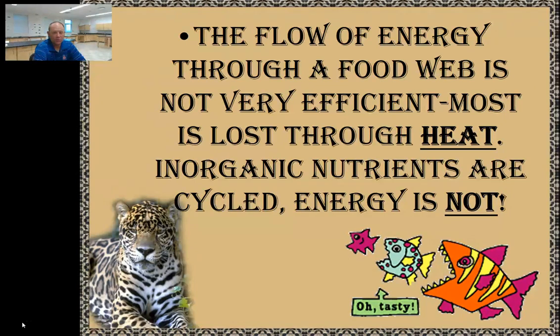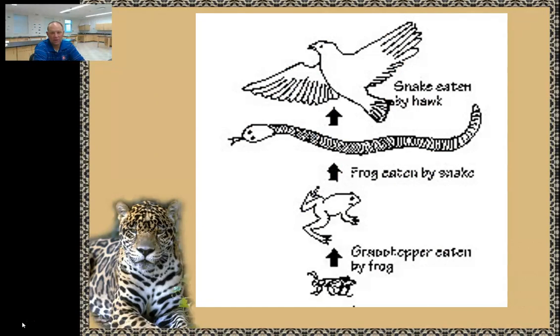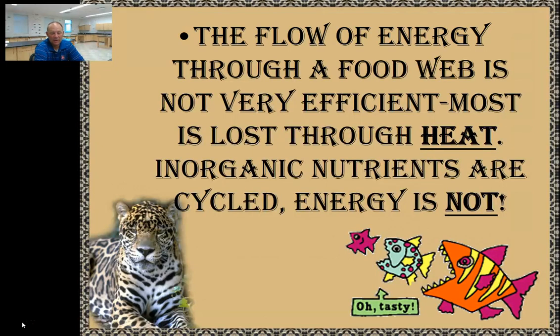Flow of energy through a food web is not very efficient. As we go up on the slide here, even in the food chain, you'll notice the snake does not get all of the energy that it ate from the frog. The frog's got energy in every cell in its body, but the snake doesn't get to capture all that. A lot of that is lost to heat.